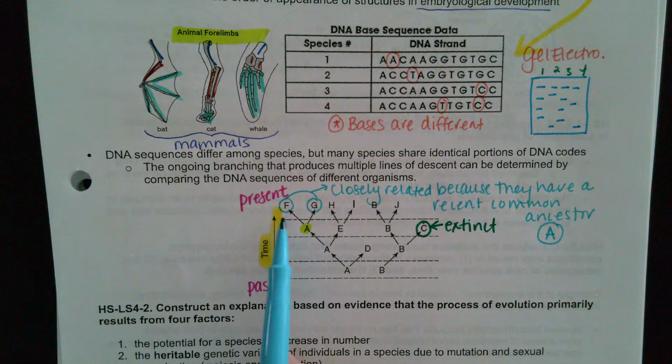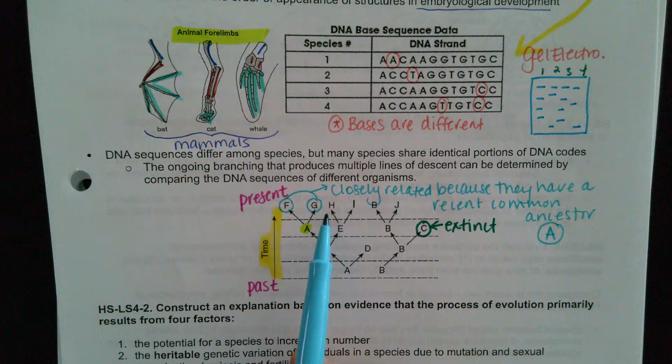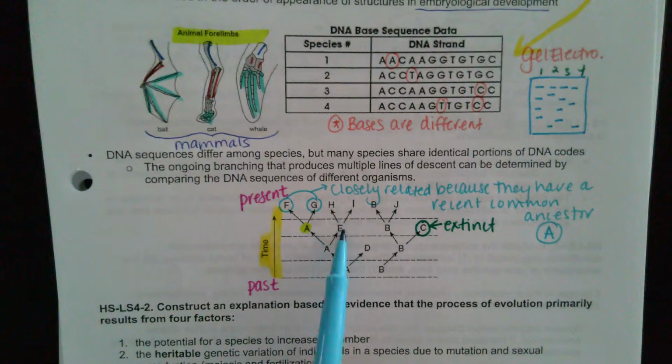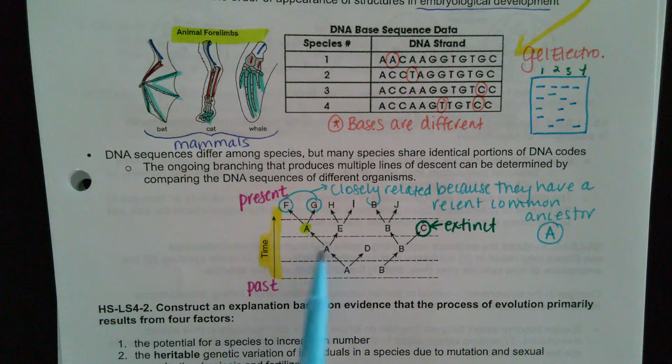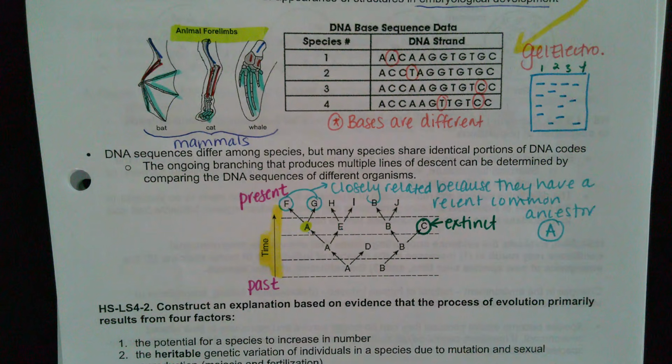If I was going to compare F and H, I would notice I have to go back 1, 2. I have to go back 2 linking points, right? 2 branching points. So therefore, they're not as closely related.